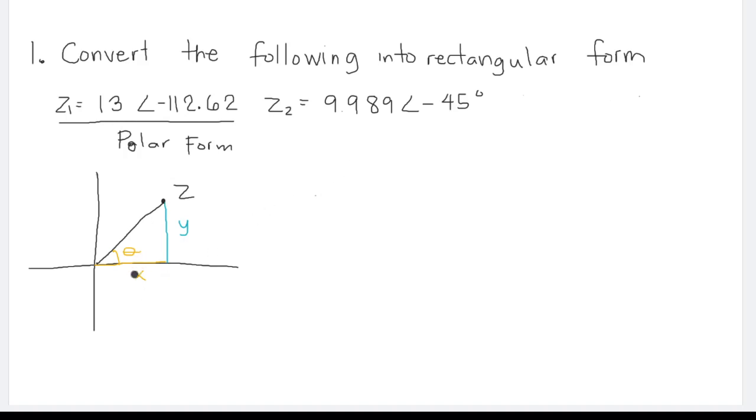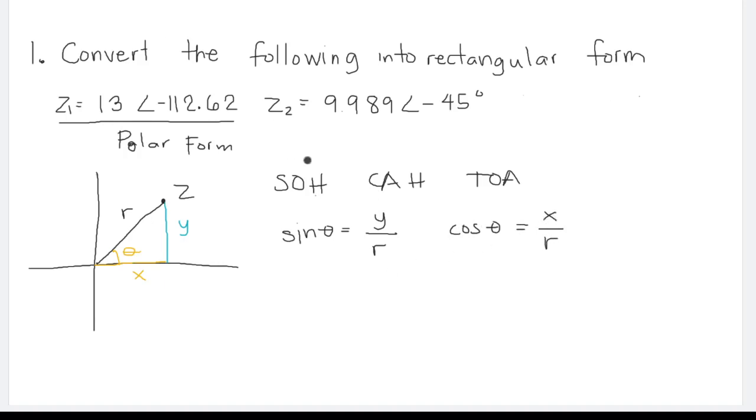To solve for the value of x, as you can see, we have this is r, opposite over hypotenuse. And sine theta is equivalent to opposite, which is y, over r. And cosine theta is equivalent to adjacent of the angle, that's x, over r.